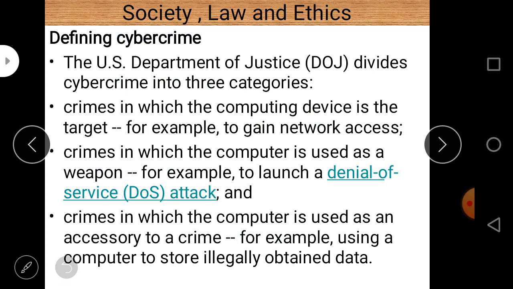Next is cybercrime. The definition of cybercrime is given by the US Department of Justice and contains 3 important points. First, crimes in which the computing device is the target, for example to gain network access. Second, crimes in which the computer is used as a weapon, for example to launch a denial of service attack. And third, crimes in which the computer is used as an accessory to a crime.